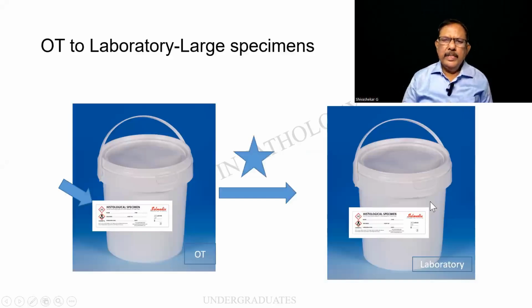Now what happens when the specimen is large, such as a uterus or a huge tumor? Then obviously the size of the container will have to be changed. And this also shall be filled with 10% formalin. The specimen will have to be completely immersed. And this is the label that has to be filled and stuck onto the container from the OT to the laboratory.